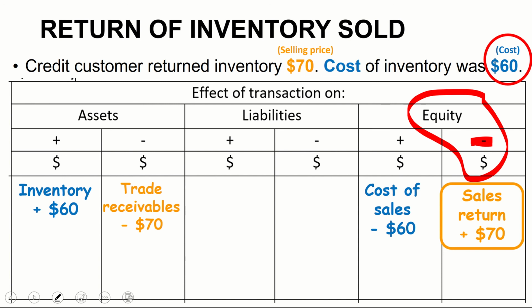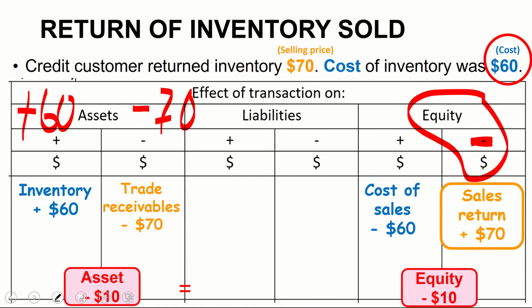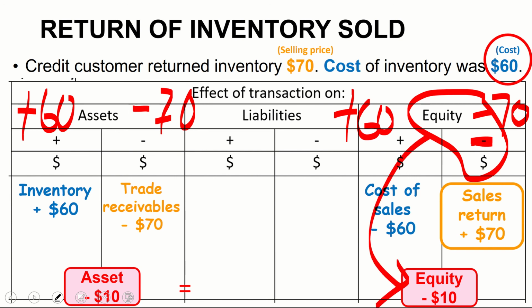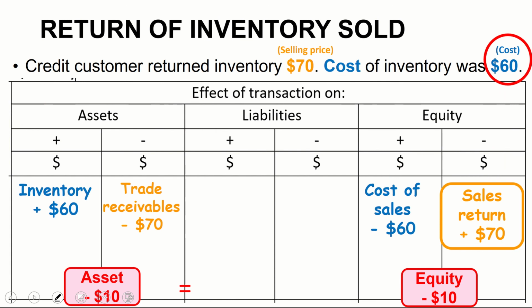So I'm going to check my accounting equation again. My asset plus 60 and my asset also minus 70. Asset equals negative $10. My equity plus 60 because it is in the plus column, and my equity minus 70. So overall, my equity is minus 10. Asset equals L plus OE. The accounting equation is balanced.